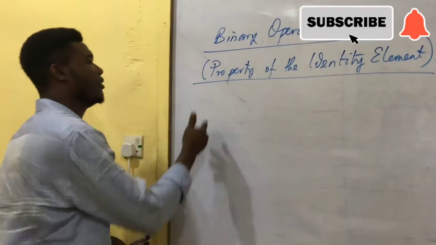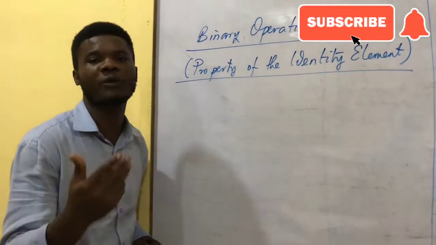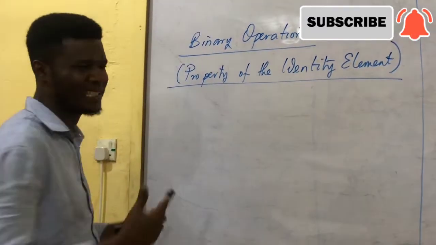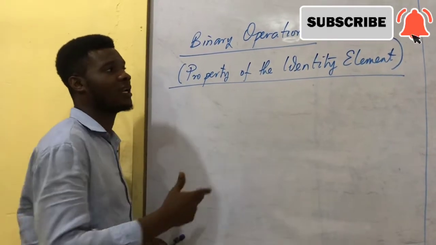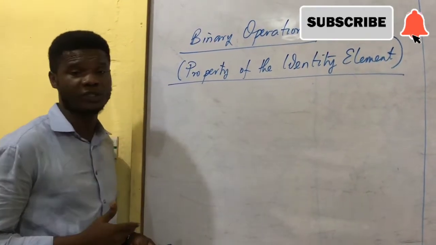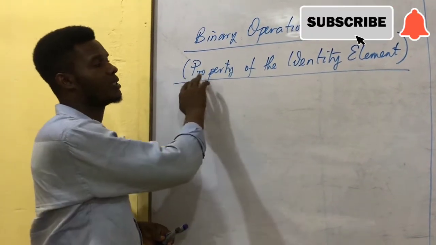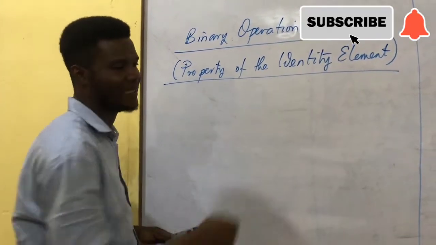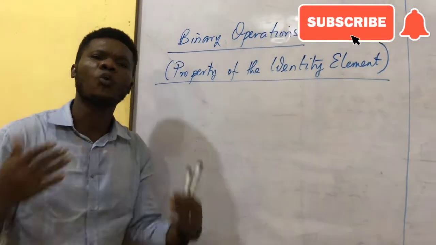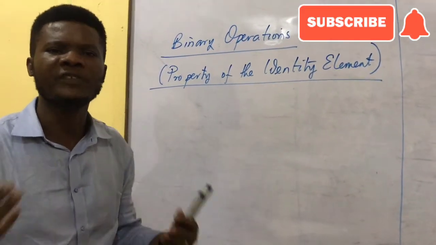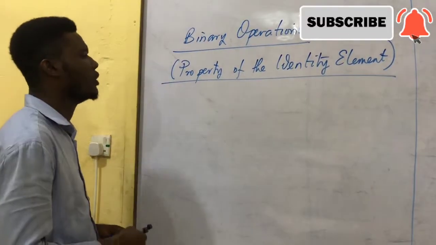So now, the property in question is the property of the identity element, as it concerns a binary operation, okay? So we are still discussing binary operation, and in particular we are talking about the property of the identity element. So the question is, what is the property of the identity element? So let's start with doing this.